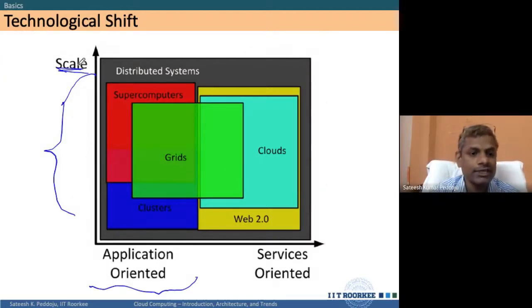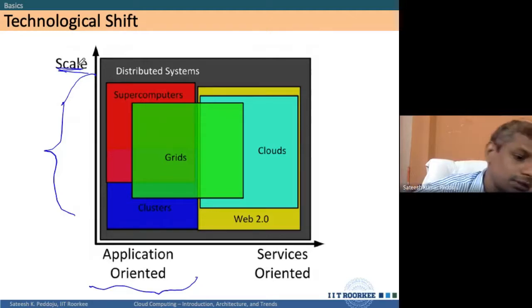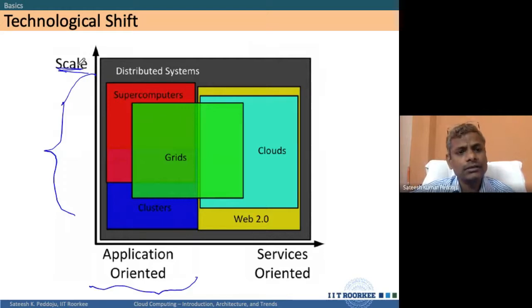But over the period of time, we have come to a scenario where the paradigm completely changed, and now it has shifted to what is called service-oriented architecture. This service-oriented architecture is very, very important, and it changed the way in which we live.